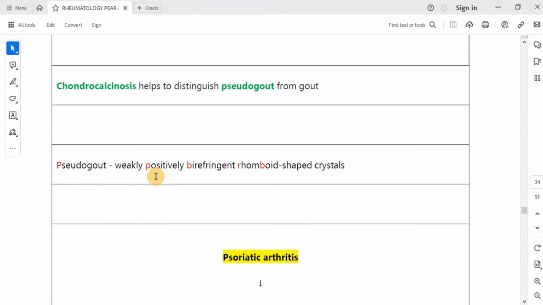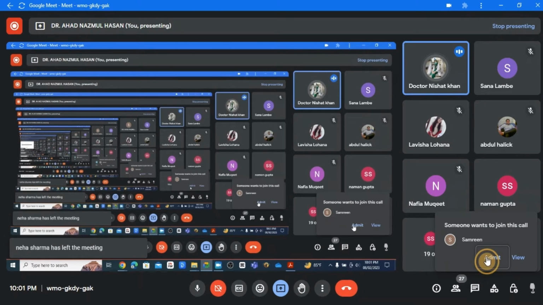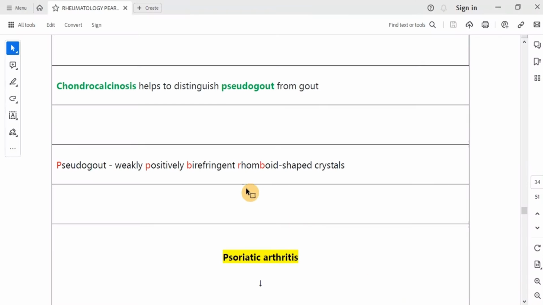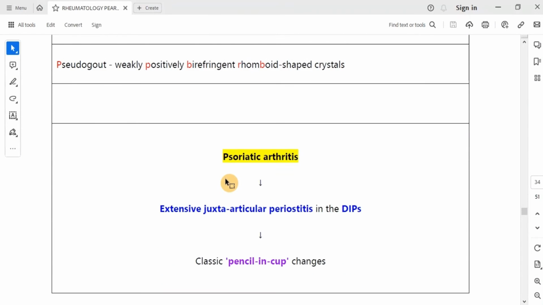Pseudogout will have weakly positive birefringent rhomboid shaped crystal. So P for pseudogout, reverse the P, rotating to 180 degrees, looks like B. So positive birefringent rhomboid shaped crystal. And in case of gout, what should be the crystal findings? Negative, needle shaped. Yeah, negatively birefringent needle shaped crystal.